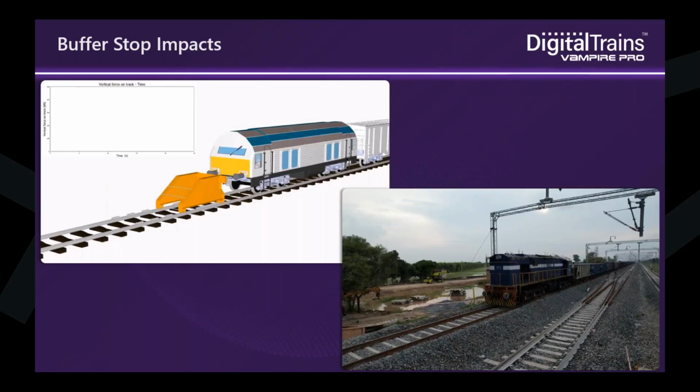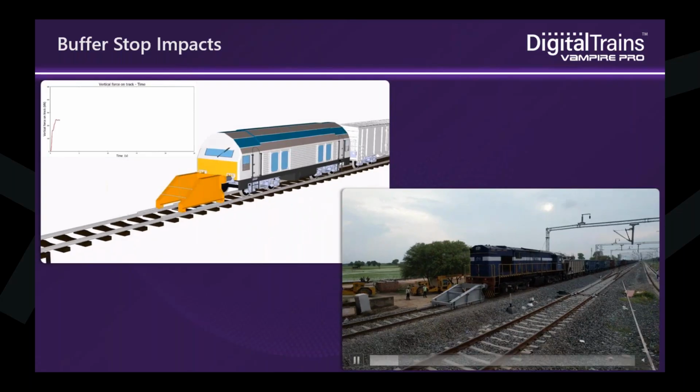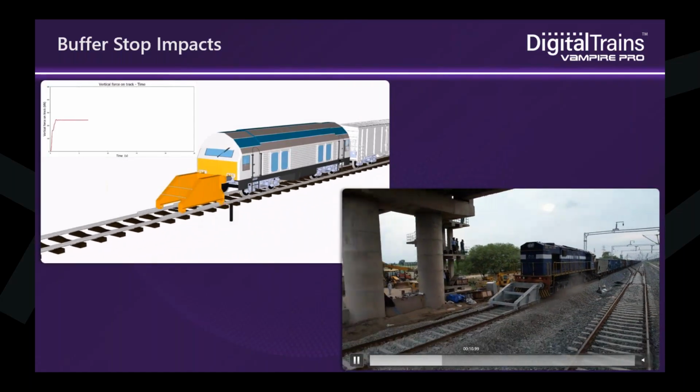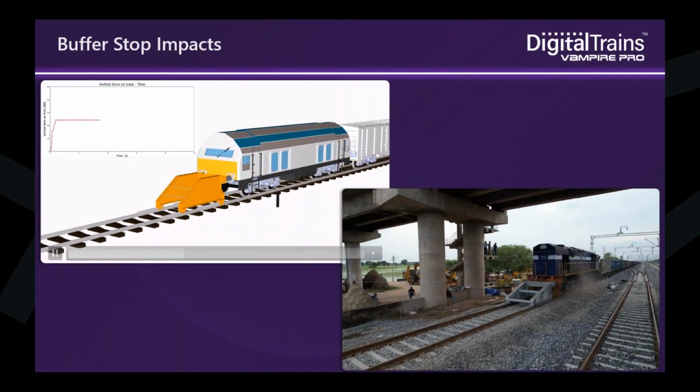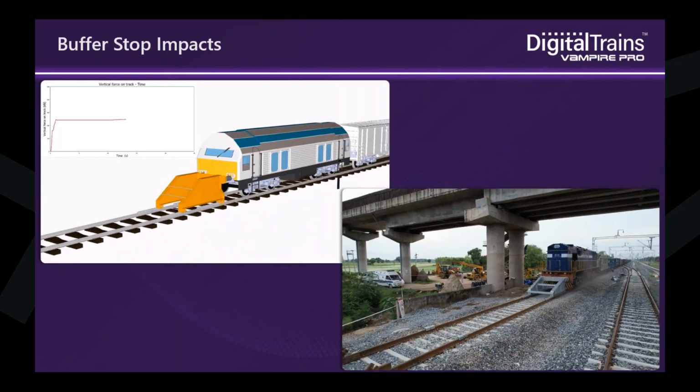Prior to the test, Digital Trains was used to identify how much sliding space would be required for the buffer stop to arrest this train, and then to correctly configure the sliding friction elements to ensure the train was stopped. And here we see the 3D visualization of the impact and the force exhibited on the track whilst the train is being arrested, which is the graph being plotted, versus the actual test itself.